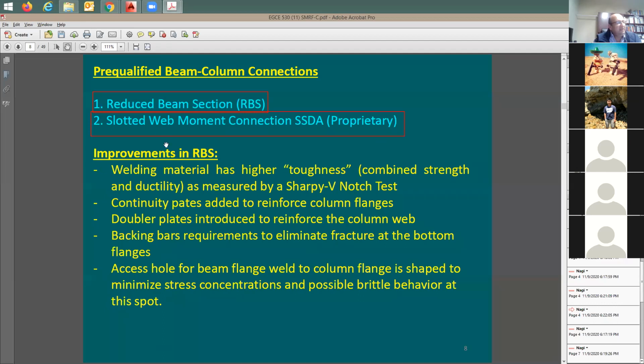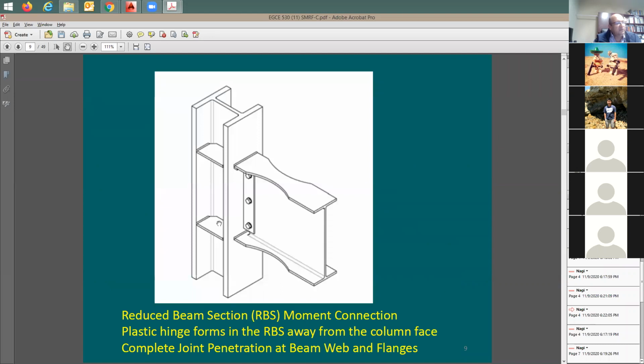We have some improvements here in the RBS. I'm going to show you the final design, which we have in our details, the details I showed you. So that was a basic one, right? The reduced beam section. You're going to have here a full penetration weld. You're going to have continuity plate. So this one here we call continuity plate. And this will be here the RBS.